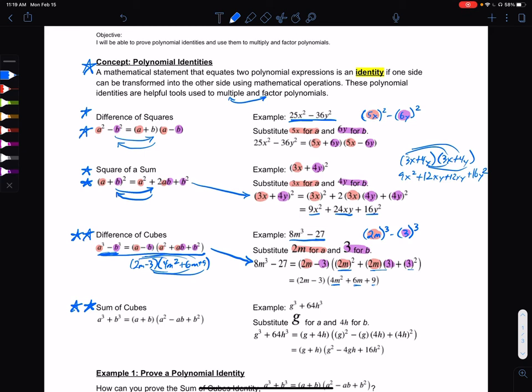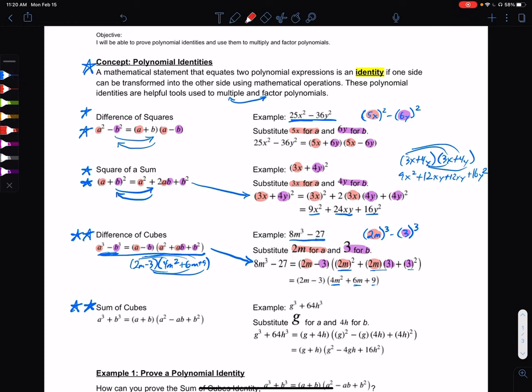The sum of cubes is very similar to the difference of cubes. The only difference is going to be the signs. You'll see here you have a subtraction, here we have an addition sign, and then the rest of it, it's subtraction, addition, addition, whereas down here it's going to be addition, subtraction, addition. There is a method to remember how this is set up. I'm not going to go into detail with that in this video. I just want to show you what the identities are and how to approach them.